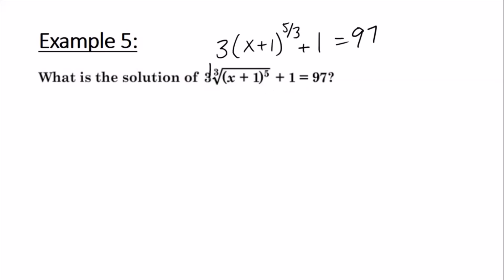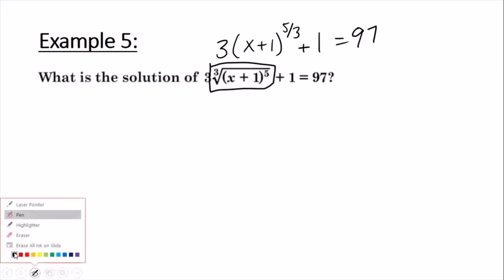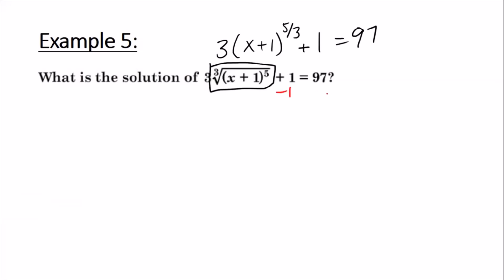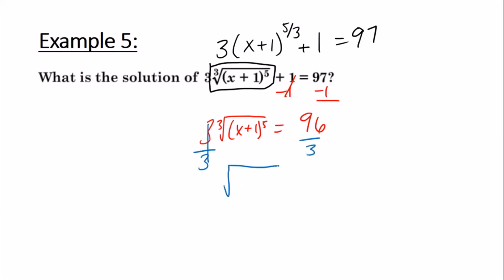All right, here we go. The job is to get this by itself. So what needs to move first? The 1. So we have to subtract 1 from both sides. We're left with 3 times the cube root of (x plus 1) to the 5th equals 96. Now what needs to go? The 3. So I'm going to divide both sides by 3, and we're left with the cube root of (x plus 1) to the 5th equals 32.